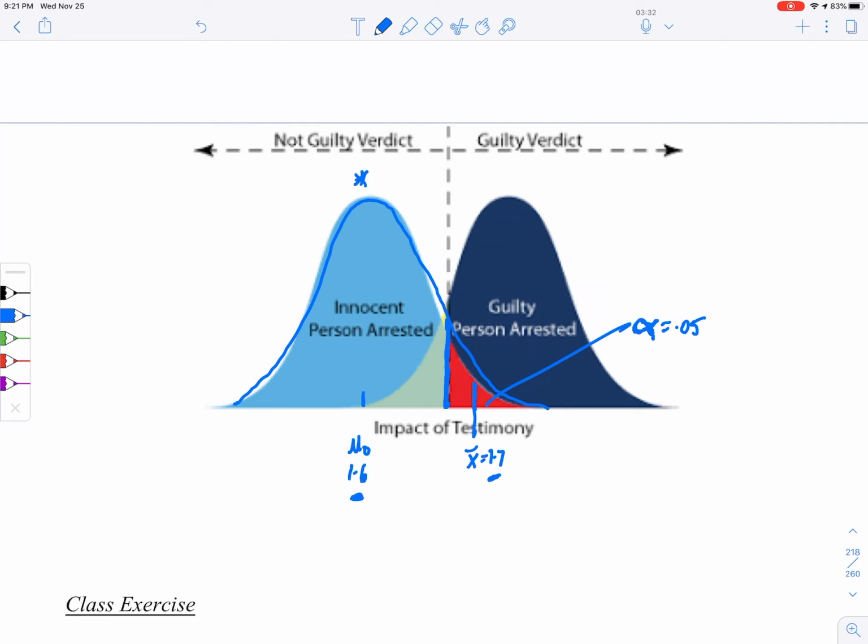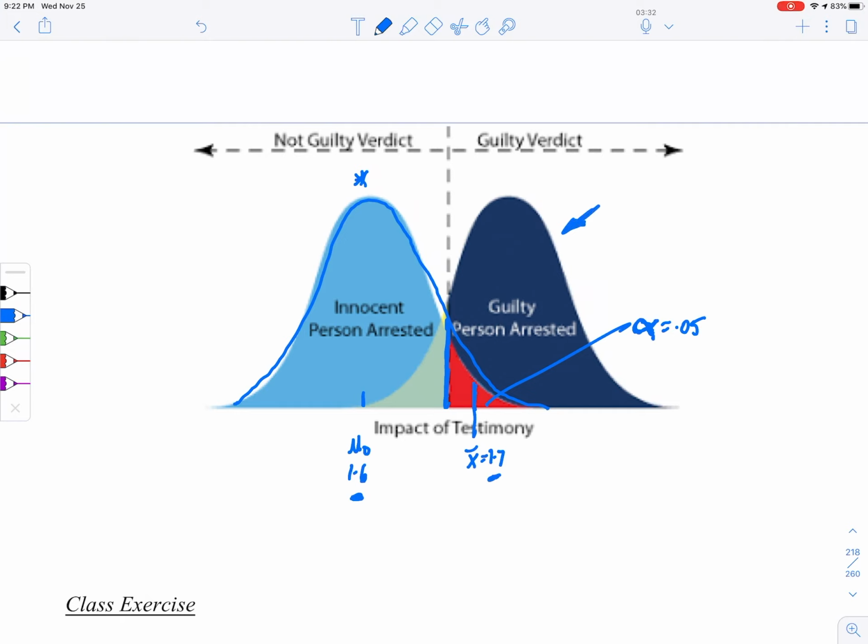Problem is, we might be making an error there. So there's lots of cases, of course, where somebody is convicted because of circumstantial evidence, and it turns out later that the person actually was not guilty, and so ends up spending time in jail, or could even be executed.